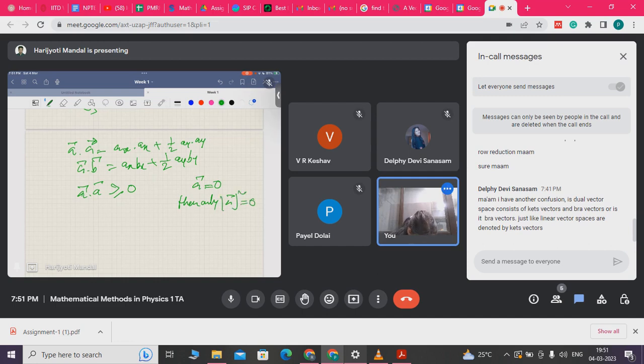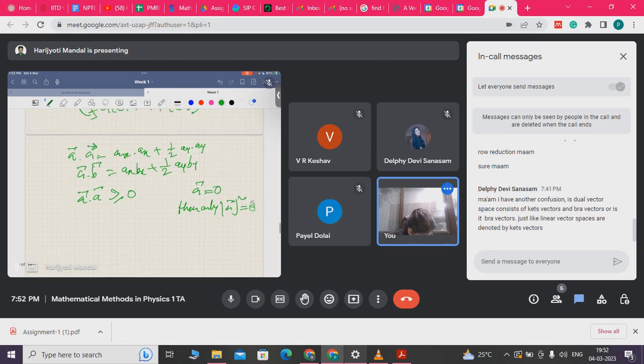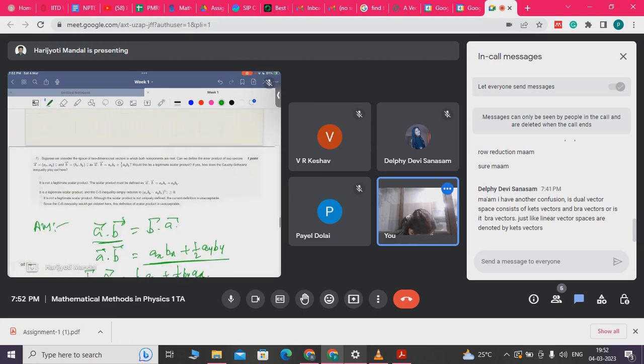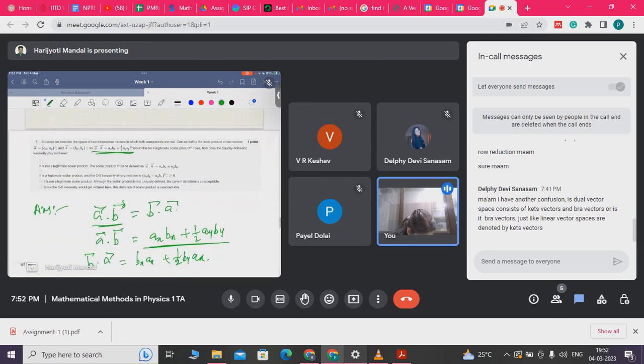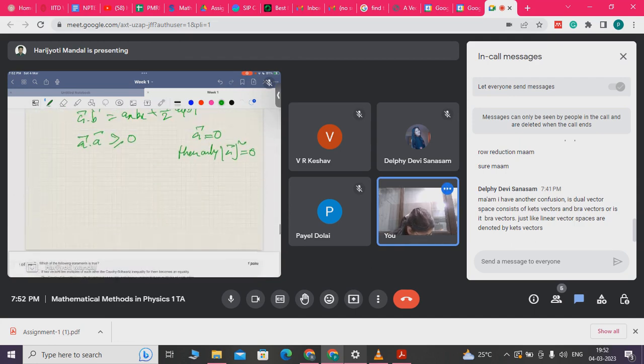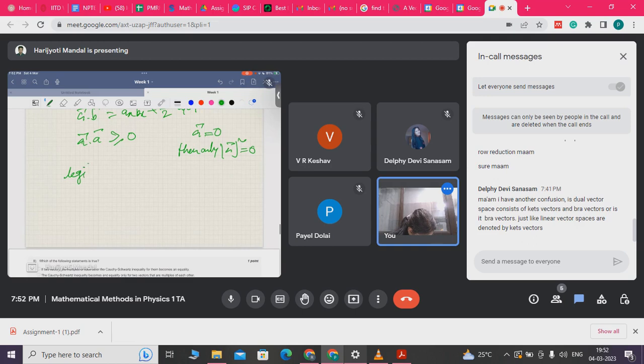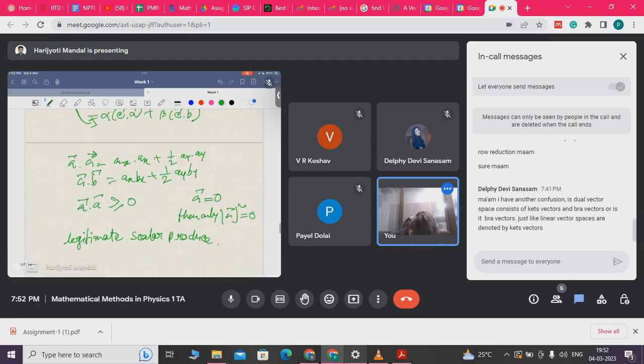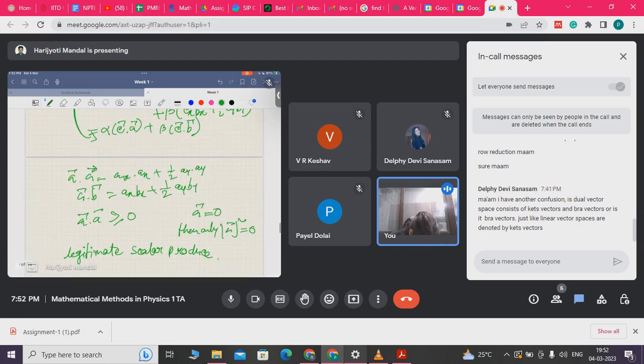We know that A dot A is greater than or equal to 0. When will it be 0? Only when A is 0, the square is equal to 0. Otherwise it is not a null vector. So the given definition has satisfied all the required properties. So it is a legitimate scalar product. Okay.